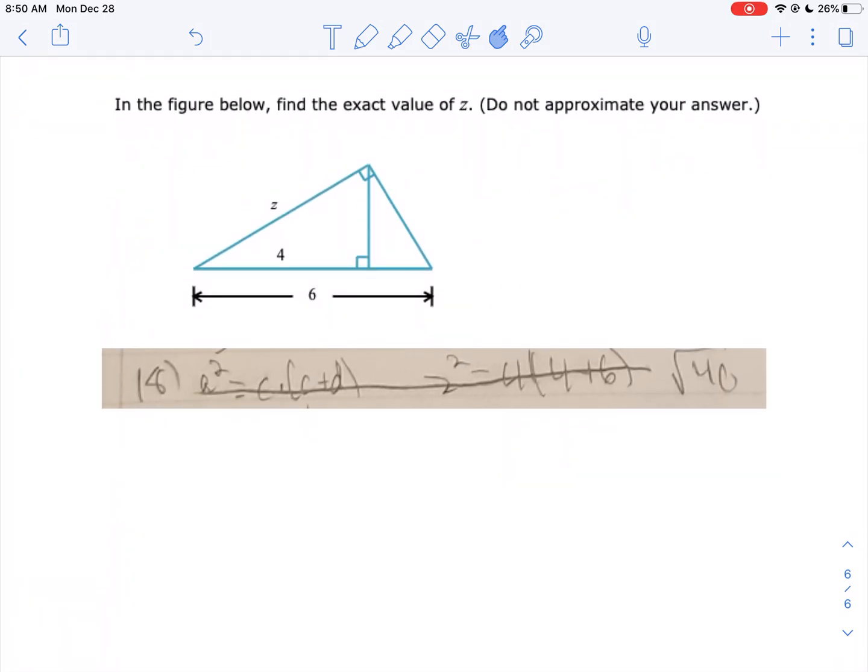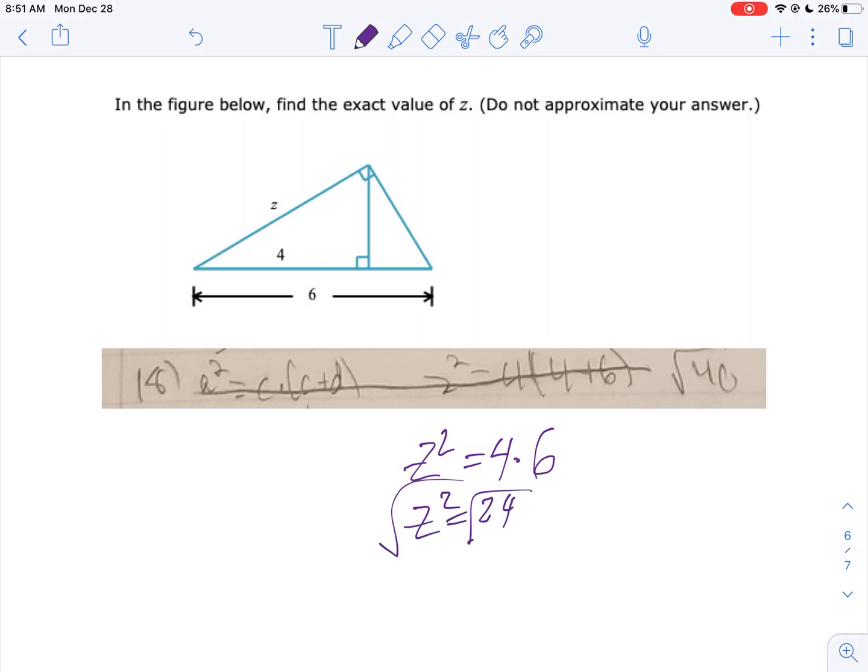Now, what's so funny on this one, I don't know if funny is the right word, different, you have the correct answer. You have the right formula here. I don't know why I crossed it off, but it is the right formula. The only thing is C plus D is 6. It's not 4 plus 6. 6 isn't this length. 6 is the whole length. So if you just set it up as Z squared equals 4 times 6, and I want the exact answer, so Z squared equals 24.